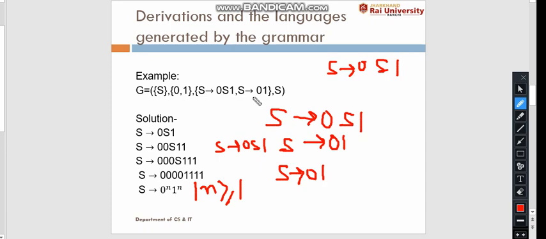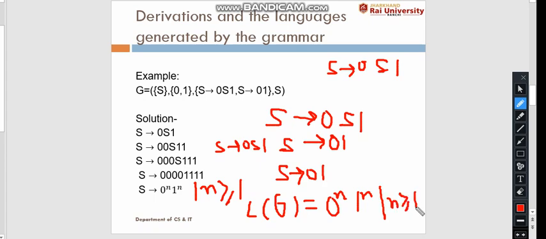So how can we write L of G? The language produced by the given grammar is 0 to the power n, 1 to the power n, where n is greater than or equal to 1. So this is the first example where we have learned how to derive a language from the given grammar. Now we will see the next example.